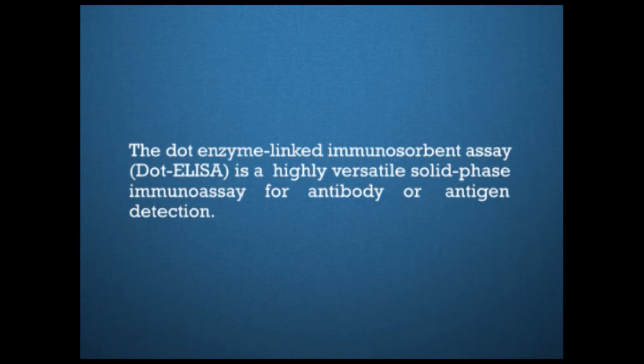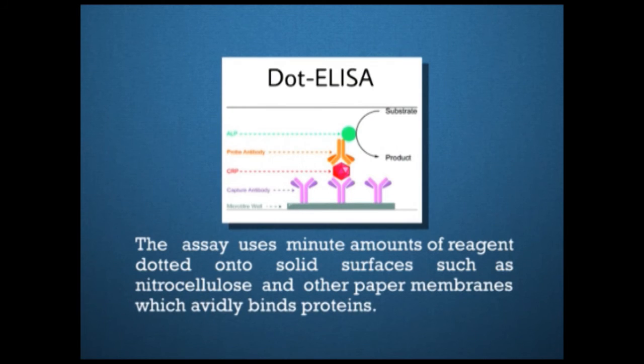The dot enzyme-linked immunosorbent assay, that is a dot ELISA, is a highly versatile solid phase immunoassay for antibody or antigen detection. The assay uses minute amounts of reagent dotted onto solid surfaces such as nitrocellulose and other paper membranes, which avidly bind proteins. After incubation with antigen-specific antibody and enzyme-conjugated antibody, the addition of a precipitable chromogenic substrate causes the formation of a colored dot on a solid phase which is visually read.